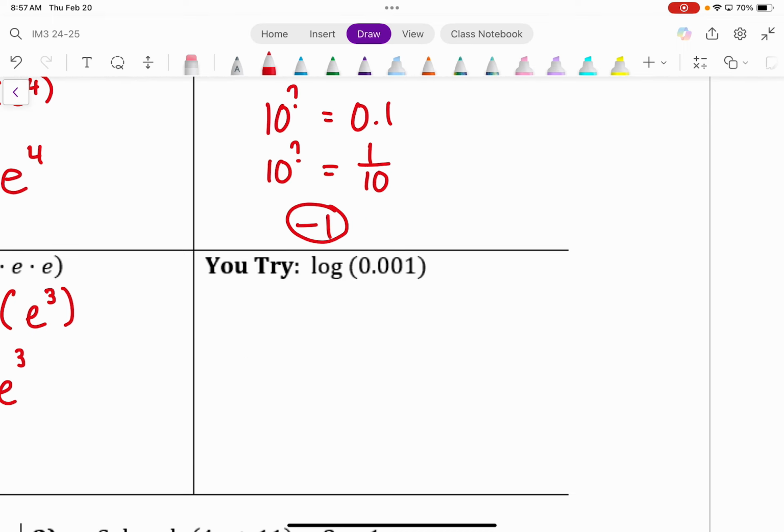Log base 10 of 0.0001. Oh no, there's 2 zeros. 0.001. Let's take about 10 more seconds.